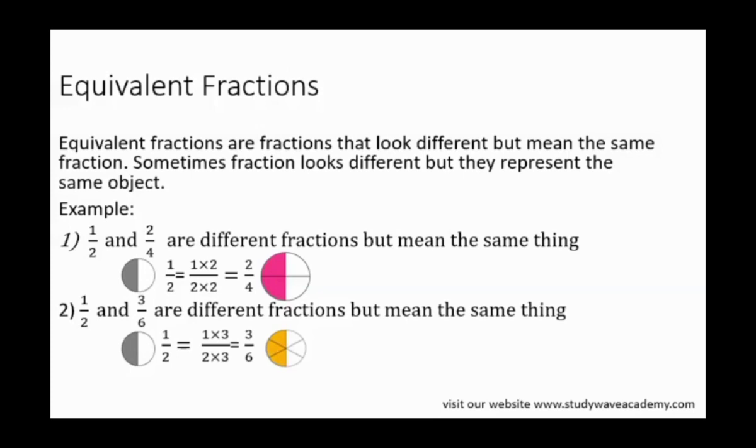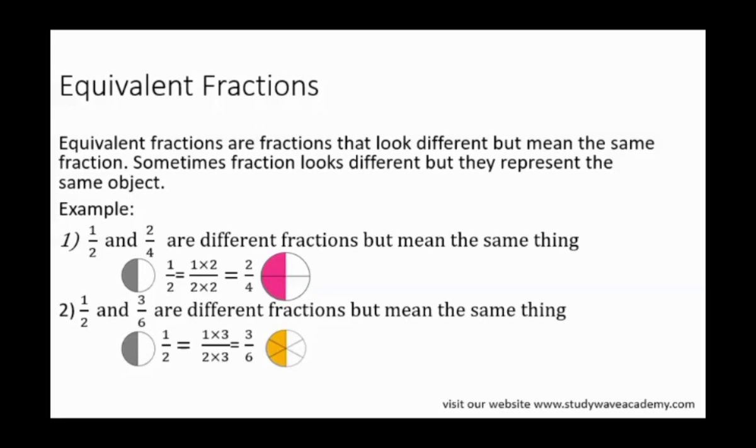Okay, our number 2 is 1/2 and 3/6. They are different numbers, right? The first one has 1 as its numerator, and the second one has 3 as its numerator, right? The first one also has 2 as its denominator, and the second one has 6 as its denominator, right?